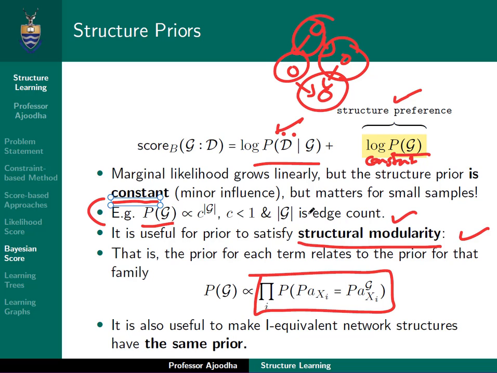Okay, all right. What's also useful is to make all the I-equivalent network structures have the same prior, and that's because structures that have the same likelihood for the data should give us the same score, and we call that I-equivalence. We want our scores to be I-equivalent, and if your prior is adding noise to that, we won't be able to recognize which graphs are I-equivalent. So that's why it's important for structure priors to score I-equivalent structures the same.